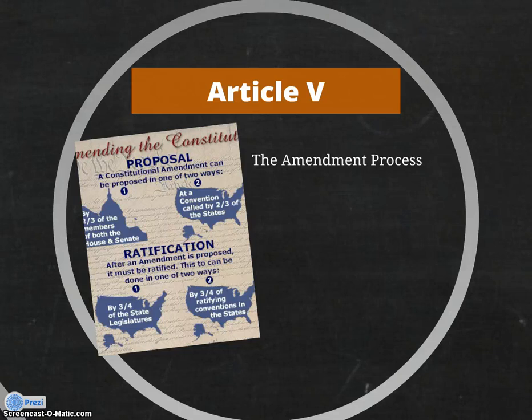If it's proposed that way, it can be ratified by 3/4 of the state legislatures. Or it can be proposed at a convention called by 2/3 of the states, and then ratified by 3/4 of ratifying conventions in the states. Now, obviously, you can see that that is quite a daunting task, which is why we only have 27 amendments.